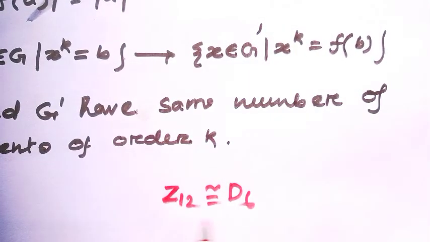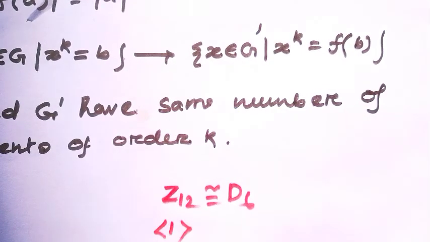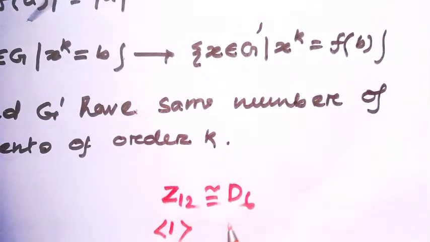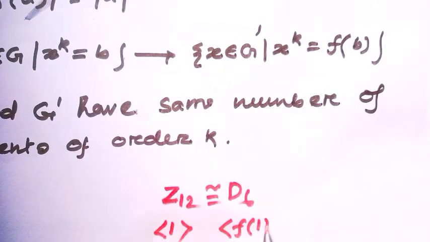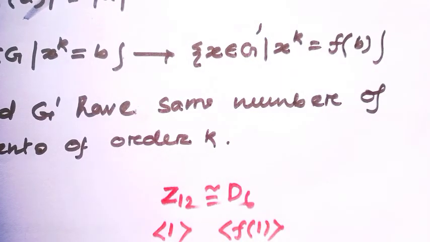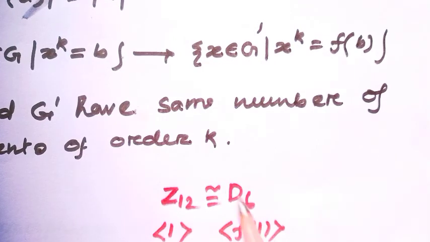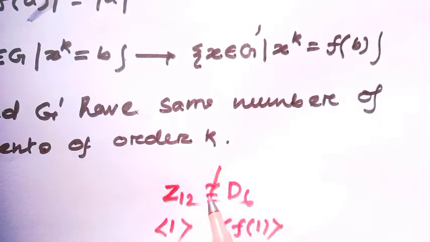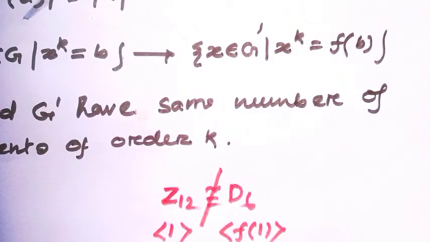Look, here the order is the same, but these groups are not isomorphic, because here 1 is a generator in Z12, but f of 1 cannot be a generator in D6. So these groups are not isomorphic to each other.